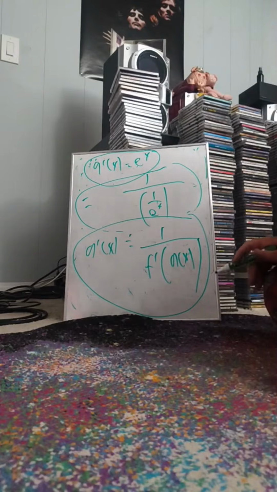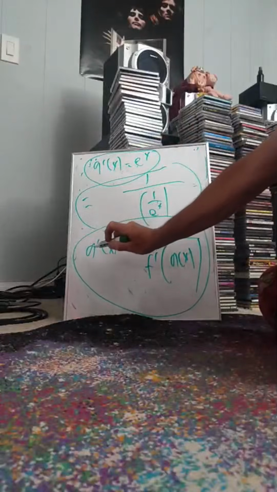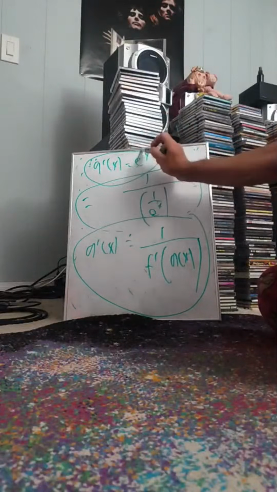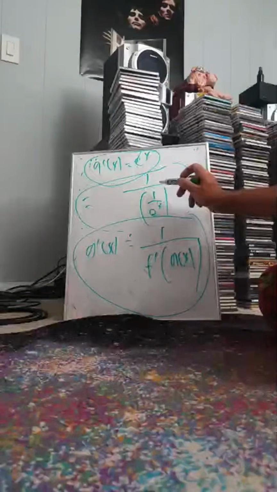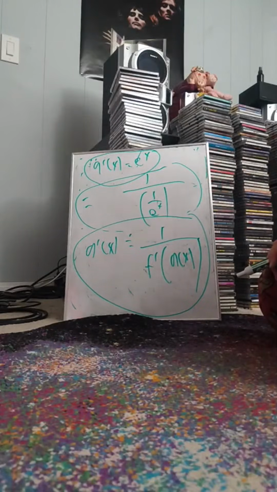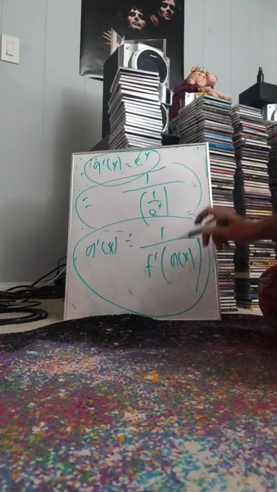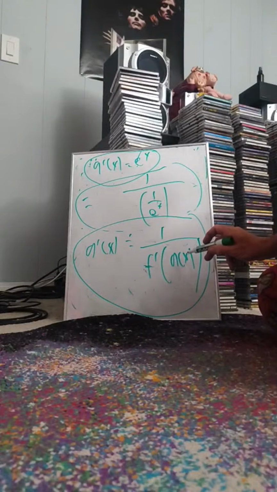Oh, I get it now. No, this was g of x up here. This g of x was this slope up here, is equal to 1 over this derivative here, which was f prime of g of x, which is right. This is f prime of g of x.